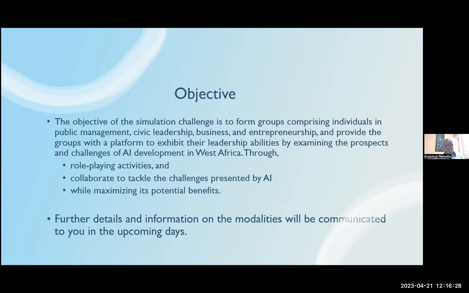And then the other aspect is to collaborate to tackle the challenges presented by AI. So we are putting it in a group. The group has no fixed dimension. It's not like when we are talking about civic leadership, then your group is made up of people in the civic. It is a mix where everybody has to bring their expertise and knowledge on board to make sure the team presents a very feasible and workable solution to the challenges. And then we look at, despite the challenges, how we can maximize the potentials of AI for our benefit.